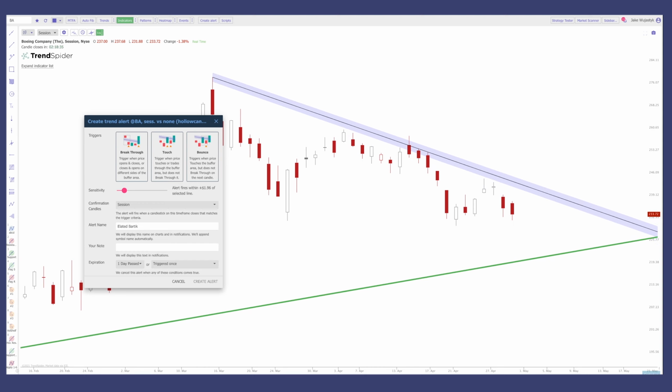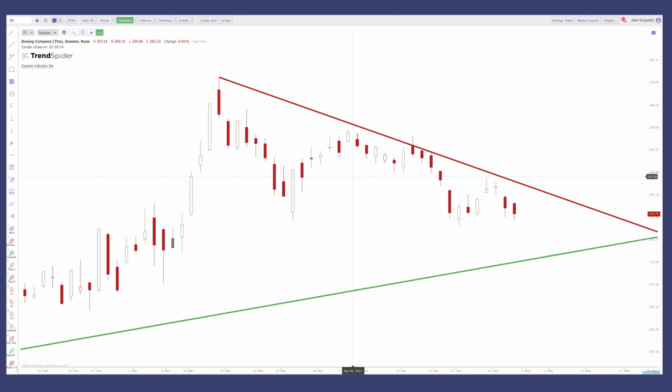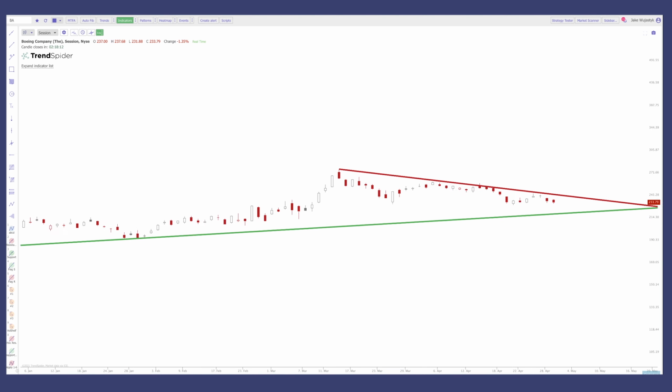So if you're somebody that wants to trade zones rather than exact levels or breakouts or breakdowns, this is a great feature to use, and you can use this on the touch or bounce area. The breakthrough area, the price actually has to break through that line. So you're really not going to use sensitivity on the breakthrough trigger here. So there's a lot of different ways you can use this. As I mentioned, this isn't a trend line example.